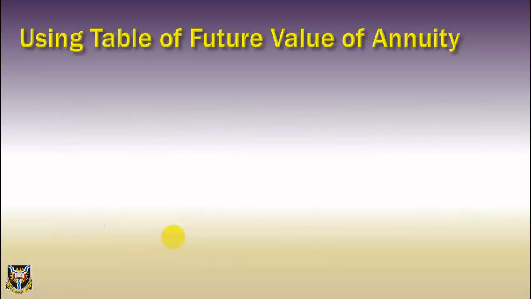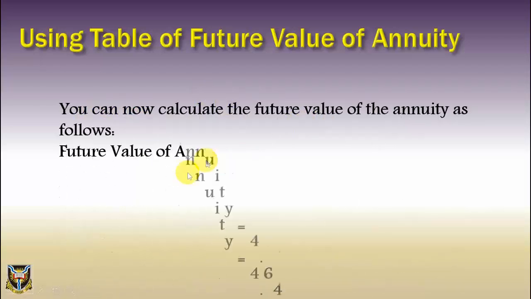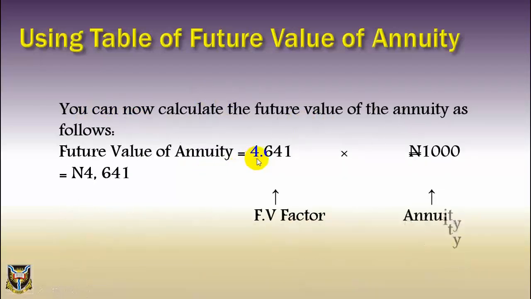You can now calculate the future value of the annuity as follows. Future value of annuity is equal to the FV factor, 4.641, times the 1,000 naira annuity, which is equal to 4,641 naira.